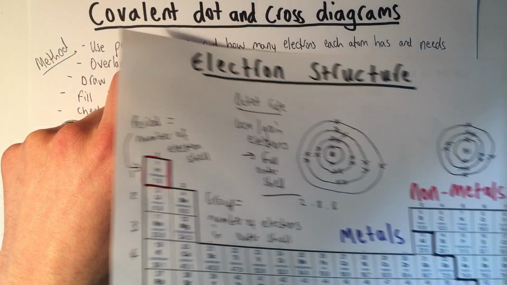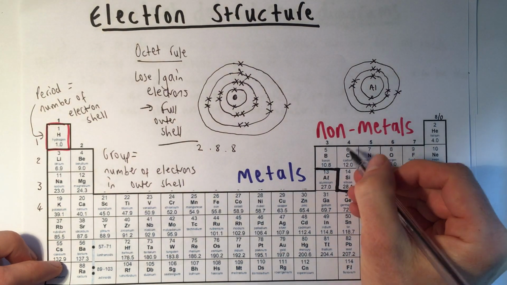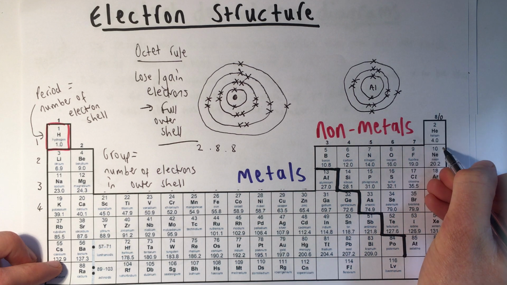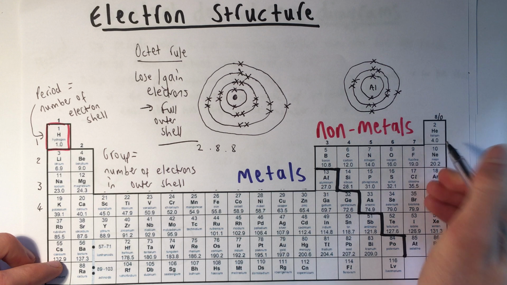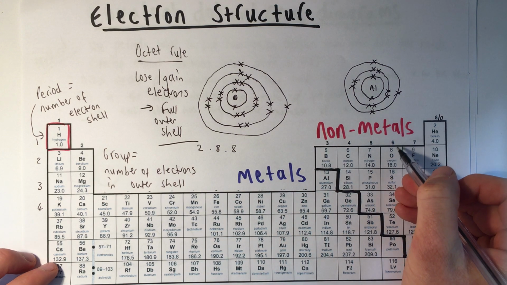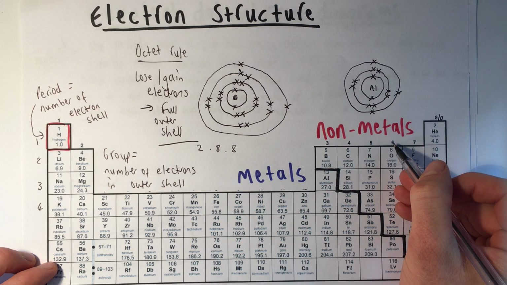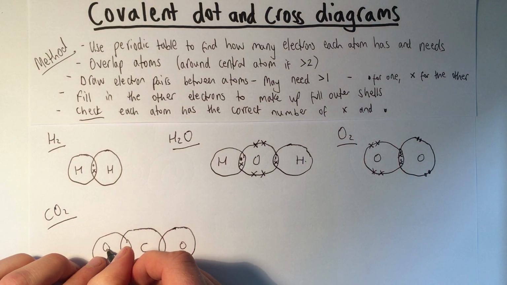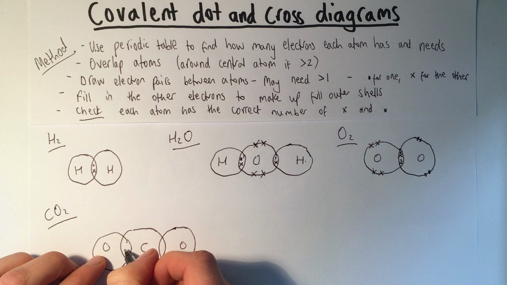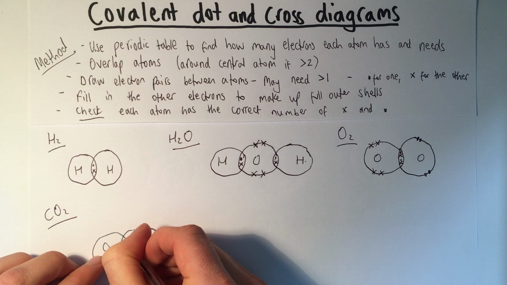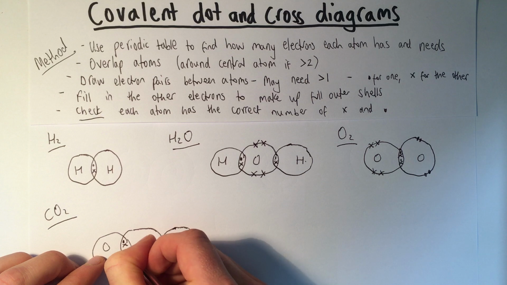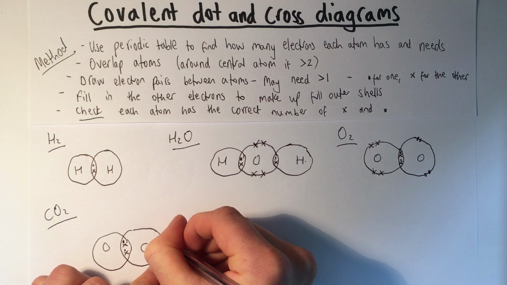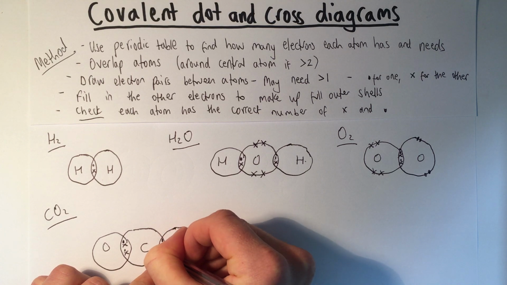Let's check the periodic table, see how many electrons each one has. Carbon's in group 4, so it's going to bring 4 electrons, and it needs 4 more electrons to get its full outer shell. First of all, we'll look at the oxygen atoms because they're on the outside. Each oxygen atom is going to bring 6 electrons and needs 2 more. So this oxygen atom here needs 2 electrons from this, so there's going to be 2 bonding pairs of electrons. And this oxygen atom here needs 2 more electrons, so there's going to be 2 bonding pairs here.